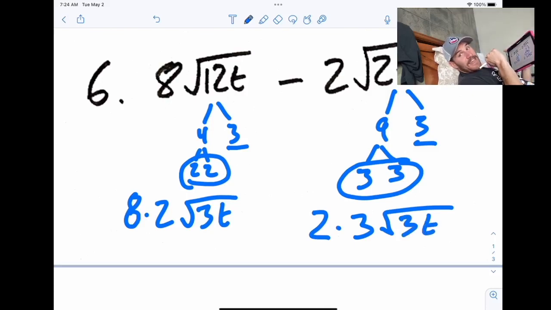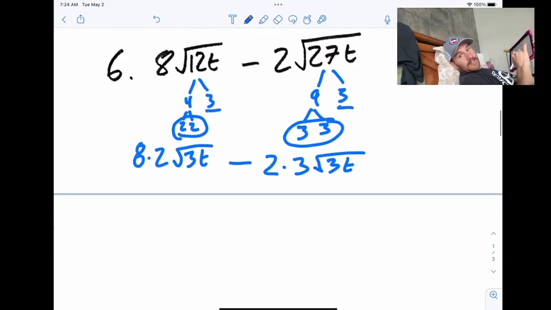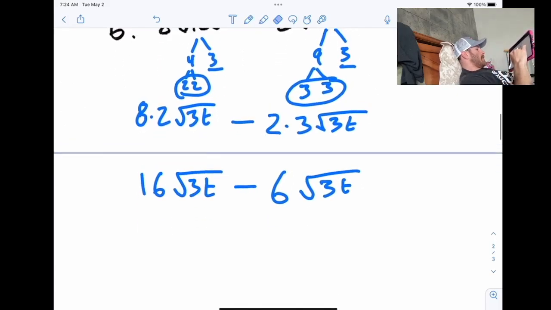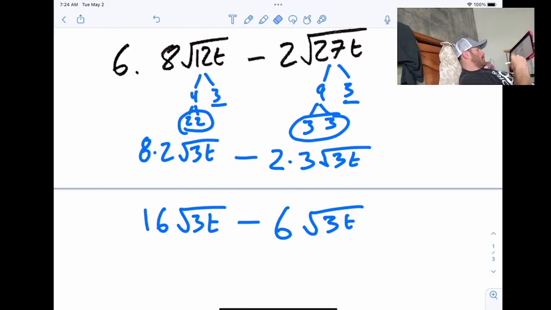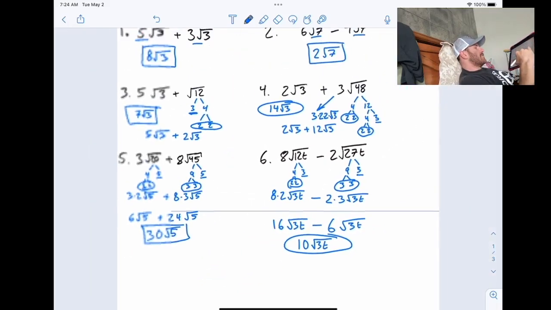This worked out nice. Okay, and we got to subtract those. So let's do our multiplication here. All right, 8 times 2, we've got 16 times root 3t minus 6 times root 3t. All right, and if we subtract those, what will we get? We'll get 10 times the square root of 3t. Ta-da! Okay, perfect. So that is how we add or subtract radicals.